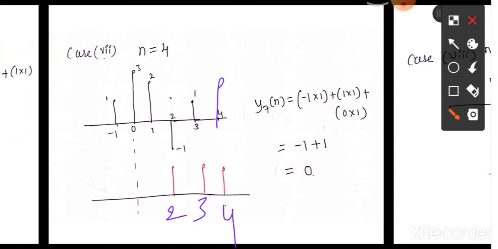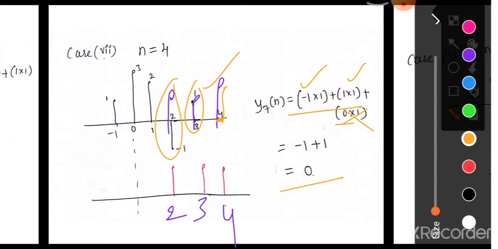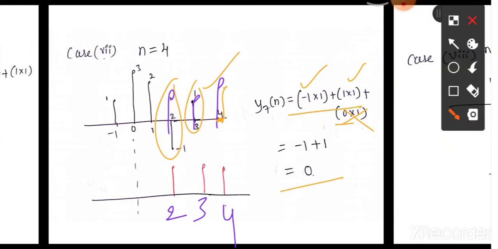Overlap on this. There is no signal in the first signal, and second signal is there, third signal is there, right? Only these 2 signals are overlapped. That is minus 1 into 1, and 1 into 1. Plus first signal was 0, second signal which was overlapping was 1. So simplify it, you get y7 of n will be 0. Next, let's change it, n is equal to 5.